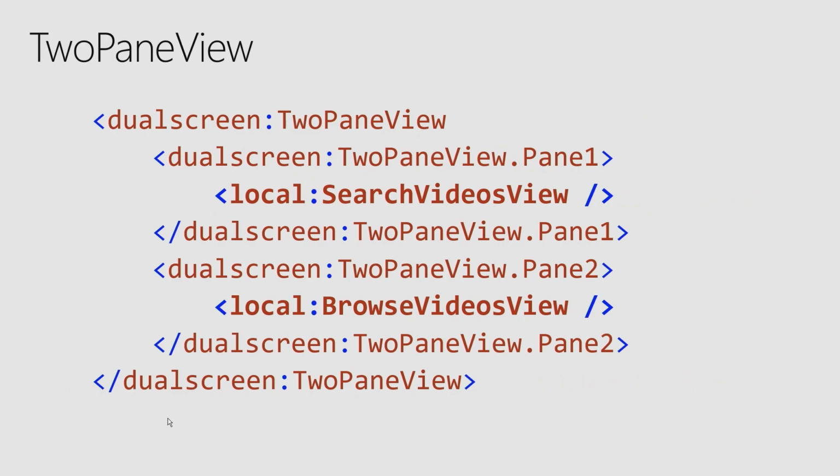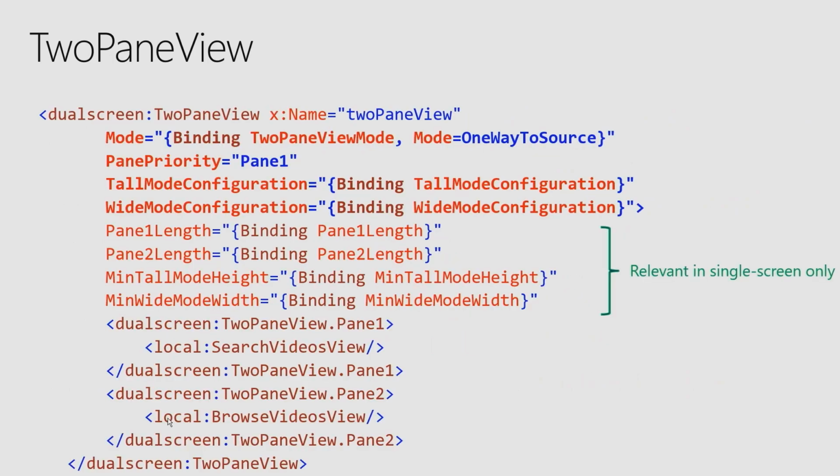If you want to change that behavior, the two-pane view has a number of additional configuration options. The first four bolded attributes apply no matter whether there is one screen or two. They can be used to force different layouts in tall and wide mode. For example, have one pane take up the entire two screens in tall, but not in wide mode. The last four options are only applied on single screens. They help the layout reason about what to do with the two views when only one screen is available.